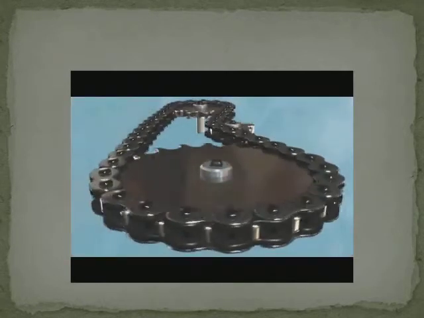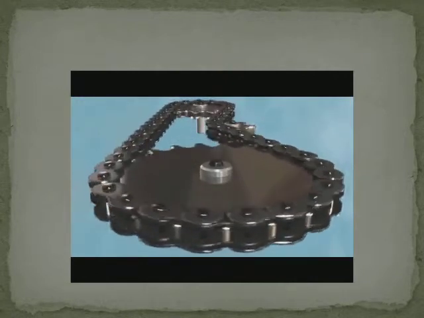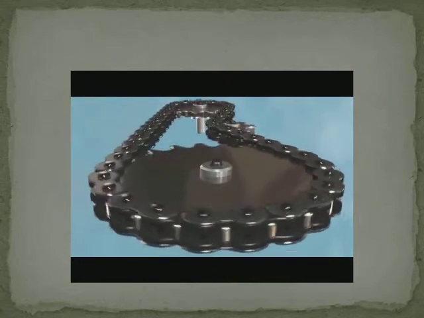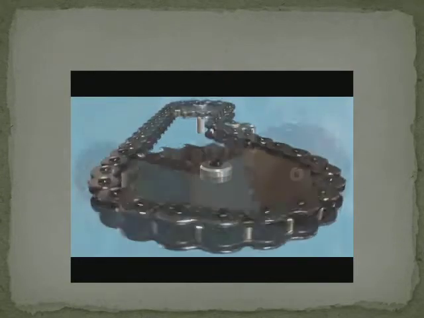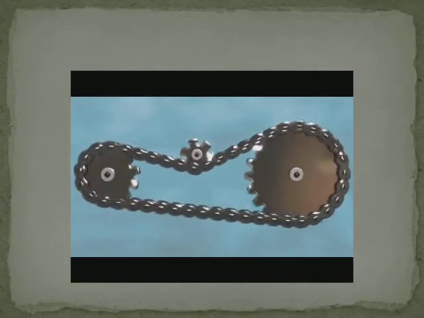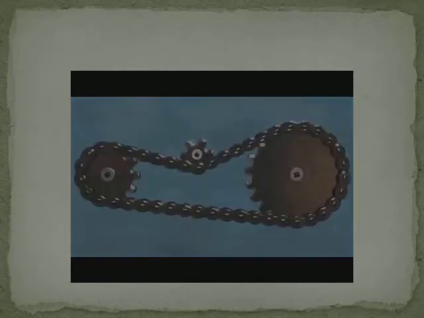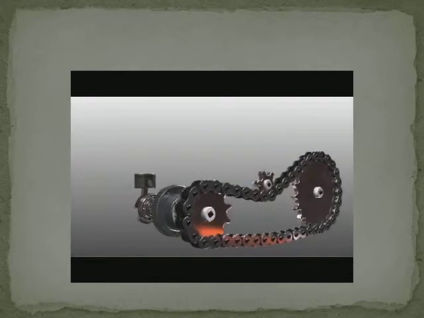It is also called a bush roller chain, which consists of a series of short cylindrical rollers held together by side links. It is driven by a toothed wheel called a sprocket. It is a simple, reliable and efficient means of power transmission.